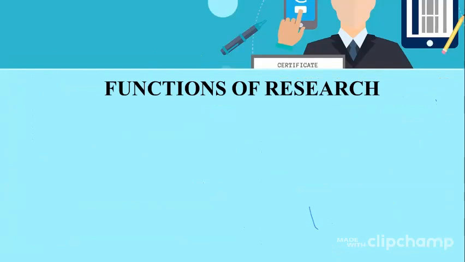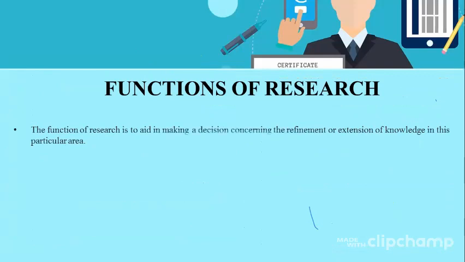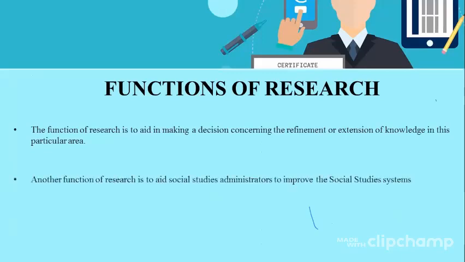There are certain functions of research. So what are the various functions of research? The function of research is to aid in making a decision concerning the refinement or extension of knowledge in this particular area. Just like I was saying till now, we are extending the knowledge. We are trying to go deep inside a particular area to find out more about that area. And another function of research is to help the social studies administrators to improve the social studies system.